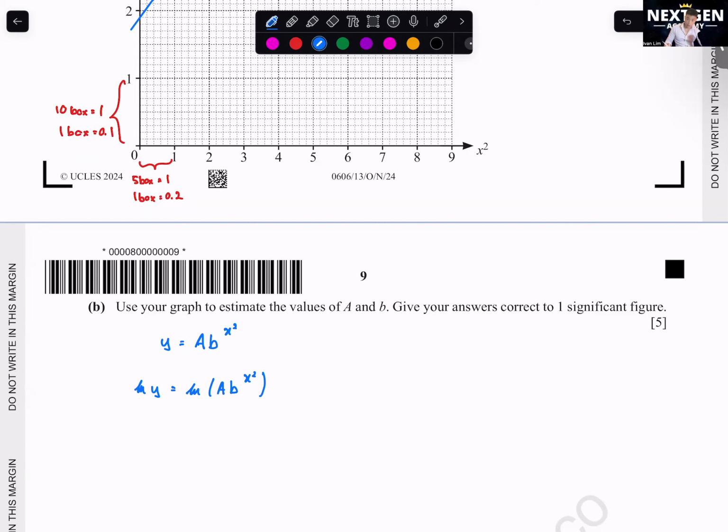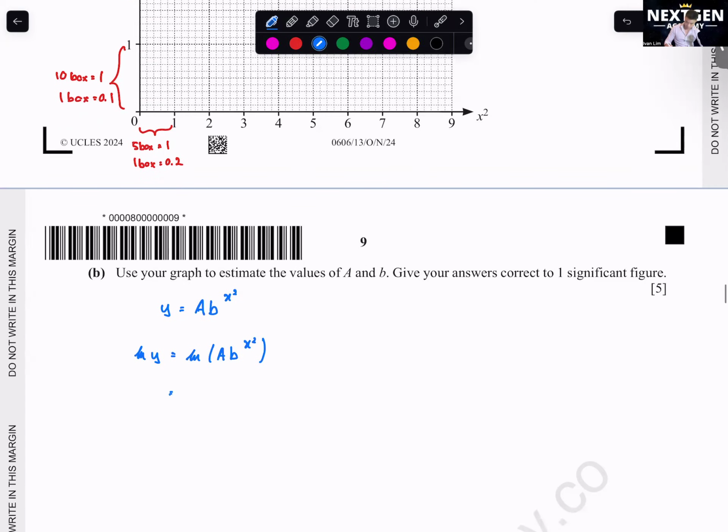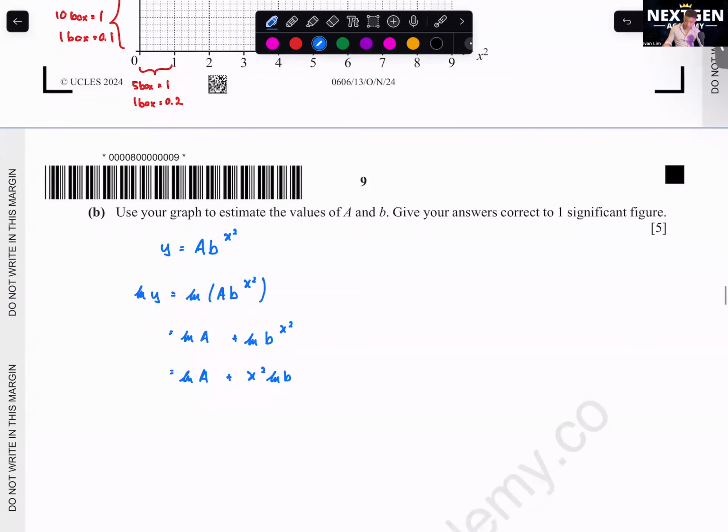Okay, we want to make it into y equals mx plus c format. So we're going to separate this: ln A plus ln B x squared. Okay, this we can bring down: x squared ln B. We want to make it y equals mx plus c. So here will be ln y equals (ln B) x squared plus ln A. Make sure you put a bracket like that. Don't put it as ln B x squared immediately.